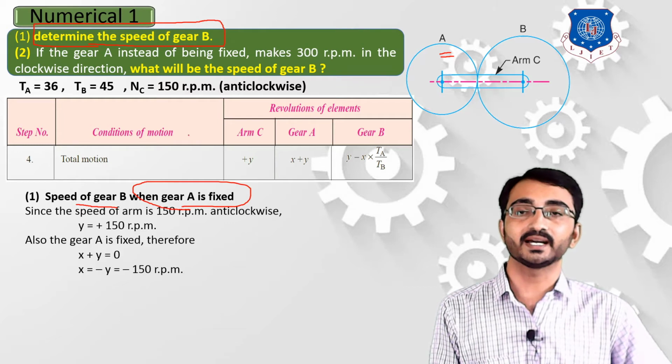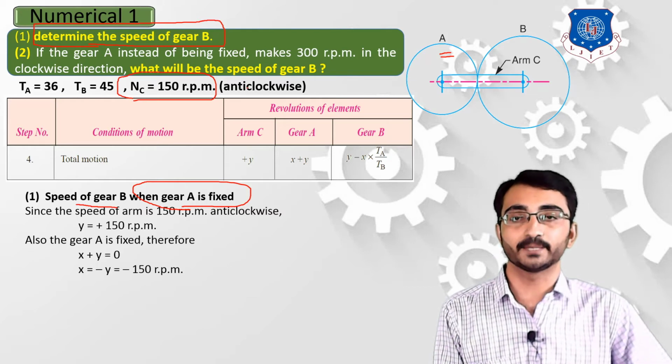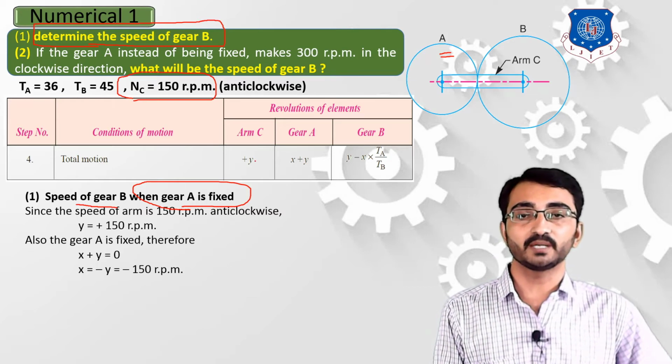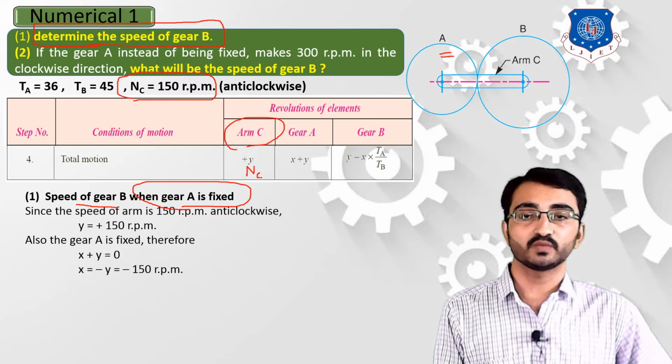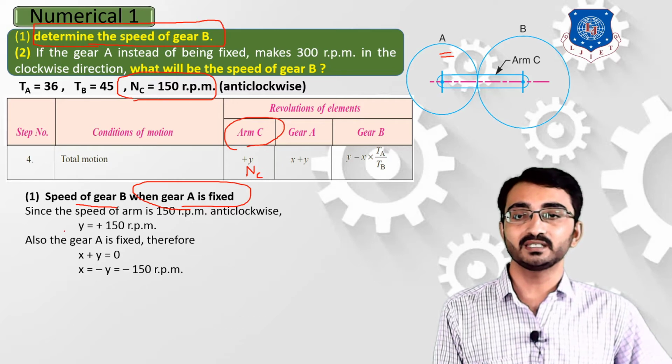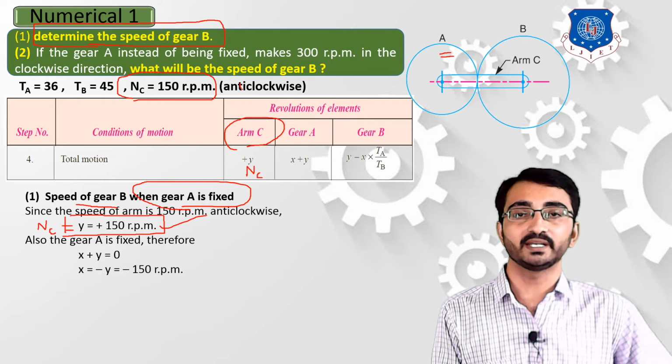Now in this data we have been given that the speed of arm, that is NC, is 150 rpm. So from this table we can say that the speed of arm NC is equal to plus y. So NC is equal to plus y, which is equal to 150 rpm. So in the first condition, the first unknown y can be calculated directly from the given data.